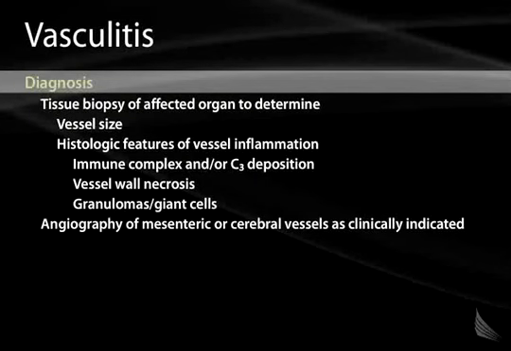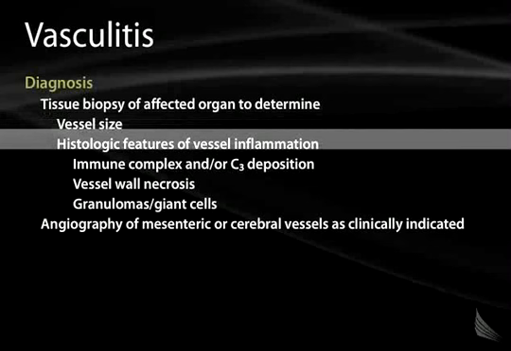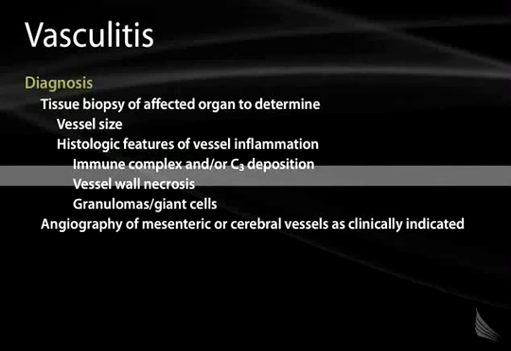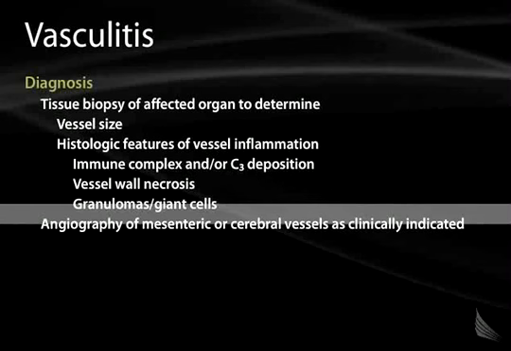Diagnosis of the various types of vasculitides requires tissue biopsy to determine the size of the vessel involved as well as the histologic features of the vessel inflammation, whether or not there is immune complex deposition, vessel wall necrosis, or granuloma or giant cell involvement. Angiography of the mesenteric or cerebral vasculature is also performed as clinically indicated. In a diagnosed medium to small vessel vasculitis presenting with abdominal pain, it would not be unreasonable to perform angiography of the mesenteric vasculature, or in the setting of mental status changes, to perform angiography of the brain.